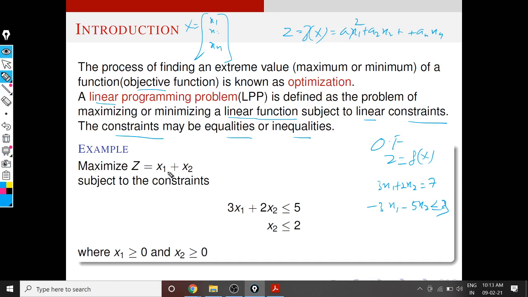So here this is our objective function, maximize z is equal to x1 plus x2. This is our f(x). Suppose x is a 2 by 1 vector containing only two variables x1 and x2. Then z is equal to x1 plus x2 is a linear objective function. It is clear that all the constraints are linear. There is no power on the variables. All the constraints are linear, and these two constraints are inequations. They are not equations, they are inequalities.